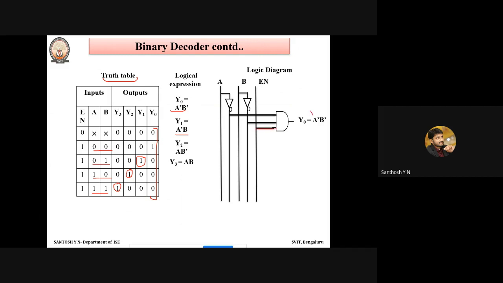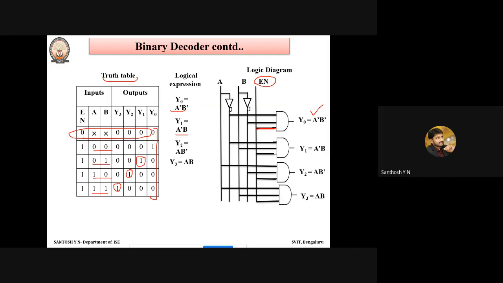You will get this output only if the enable signal is provided. Else you will not get any output. That is what we discussed in the first row. If the enable signal is 0, you will not get any output. It tends to 0. So that is why we have to include one more line for the AND gate. Similarly, in order to get Y1, Y2 and Y3, we have just represented them using NOT gates and AND gates. We are not using any universal or derived gates. We are just making use of the basic gates, and we are getting the expression.